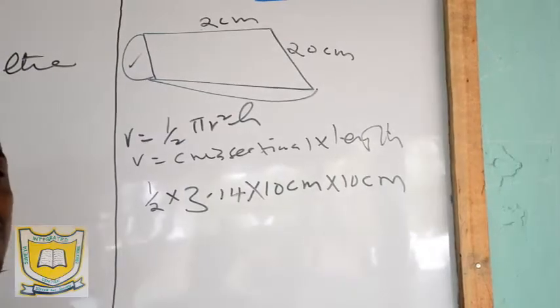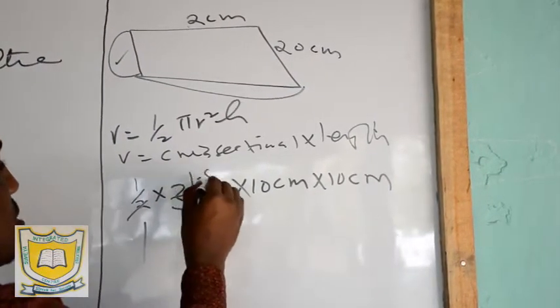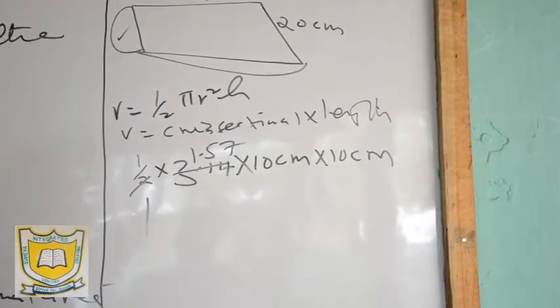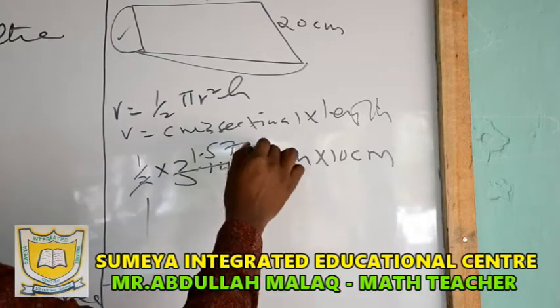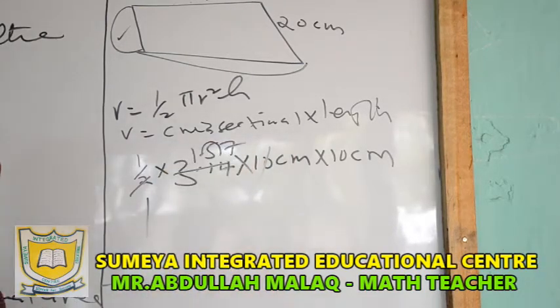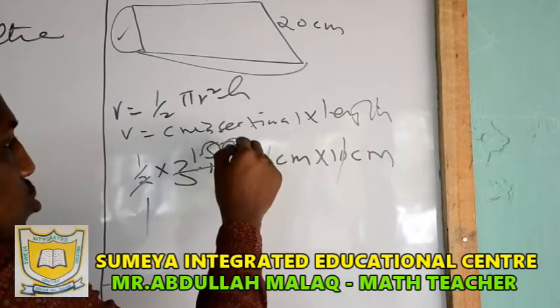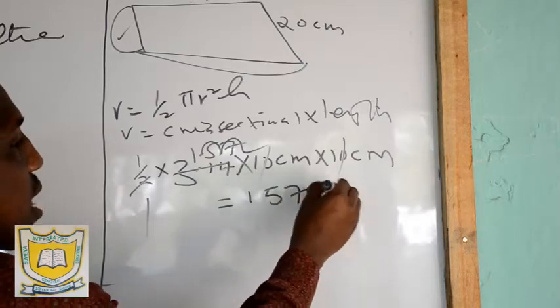Let us get the area of the semicircle. A half of 3.14 is 1.57. So now 1.57 times 10 times 10. What we do, we cancel the zeros, we remove the decimal. So the decimal will move one step. So we get 157 centimeter squared.